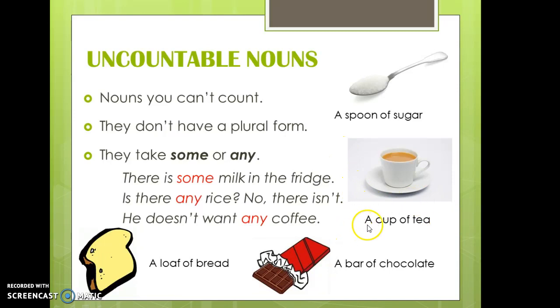The same with a cup of tea, 2 cups of tea, a loaf of bread, 2 loaves of bread, etc. And the same with a bar of chocolate, 1 bar of chocolate, 2 bars of chocolate, etc. Okay?